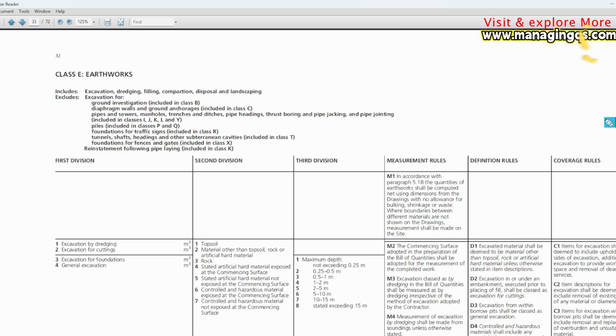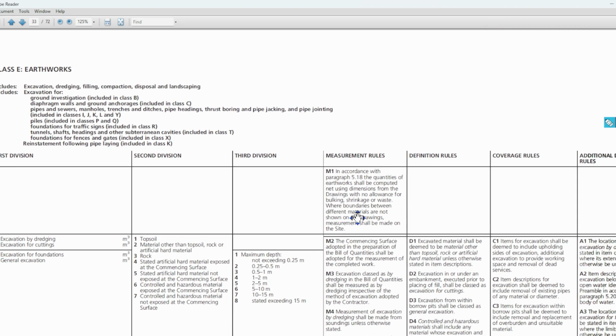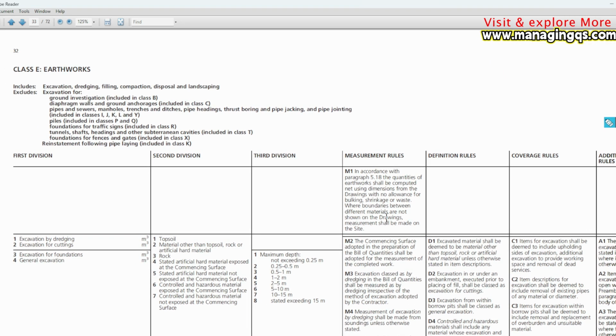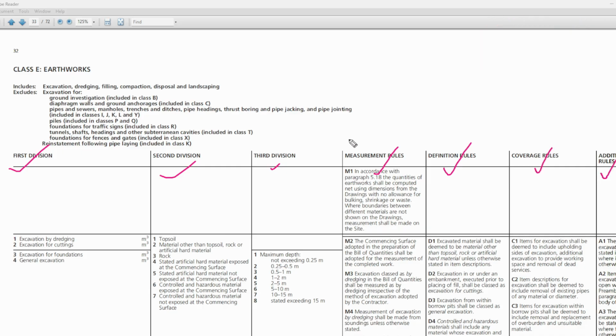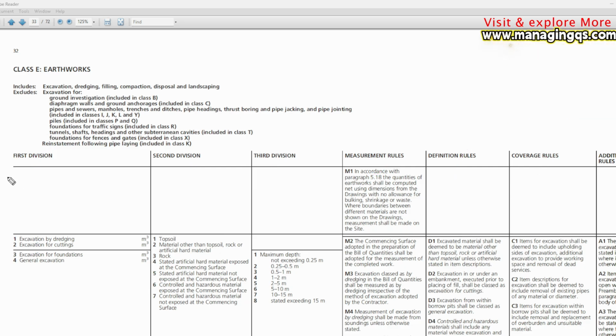So in the earthwork, we know very well in the SHASHAM, there are 3 divisions and also 4 rules: first division, second division, and third division. The rules are measurement rules, definition rules, coverage rule, and additional description rules. There are 4 rules and 3 divisions. We discuss many things very deeply in our courses also. Here I'm going to discuss only the coverage rule.